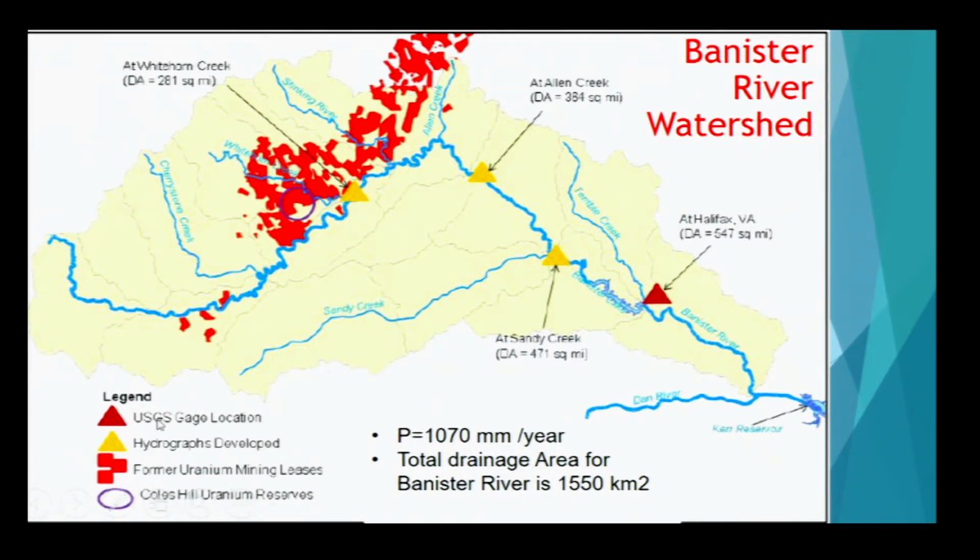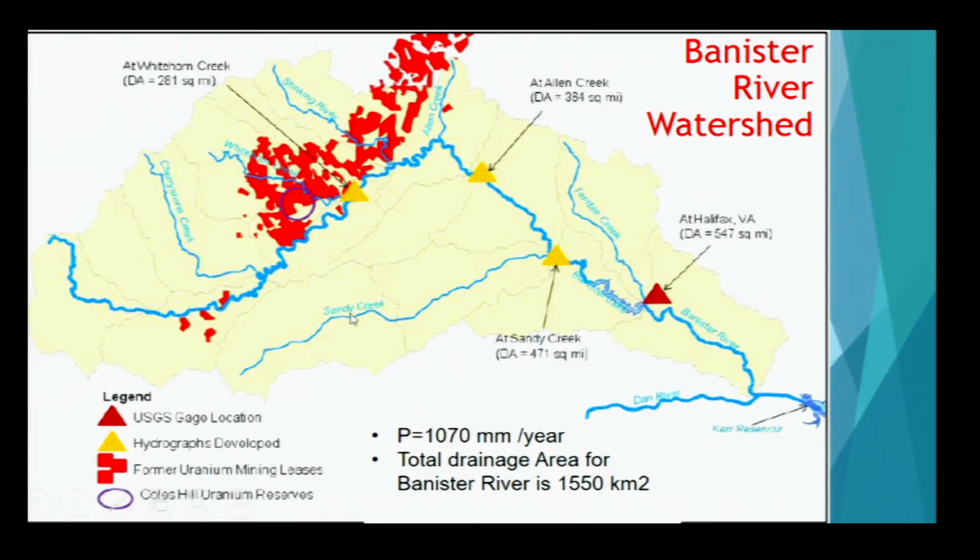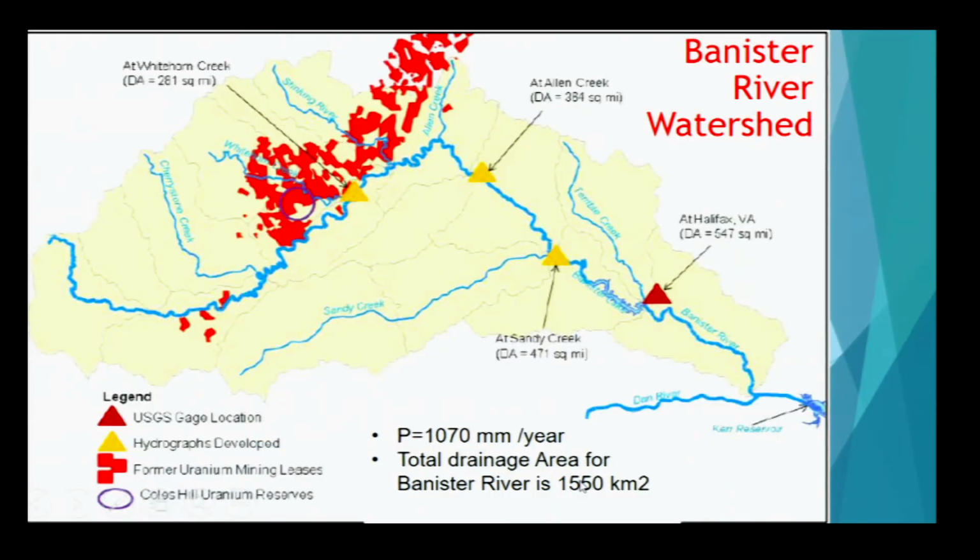Where you see the red triangles, which are not that many, this is the main location of a U.S. Geological Survey gauging station. But you can see that there are a lot of streams here, subbasins that contribute to the Bannister River, the main river, which is the thickest light blue line here. There are some streams coming from the north, and then there are other streams in the system. Here, mean annual precipitation is just over 1,000 millimeters. The total drainage area for the Bannister River is on the order of 1,550 square kilometers. So this gives you an idea of size.